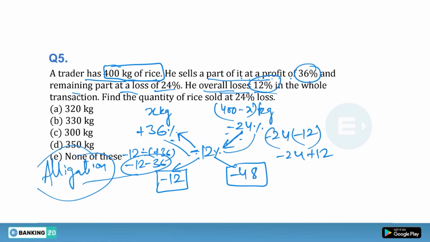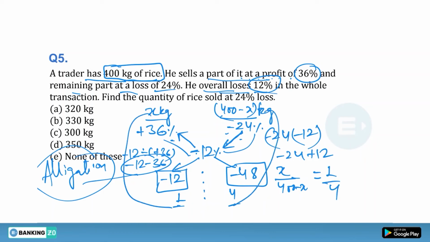So now what can you do? You can make a ratio basically. So the ratio will be what? 12 ones are 12 and 12 fours are 48. And this is x, divided by 400 minus x, equals 1 to 4, because this is equivalent to this and this is equivalent to this.